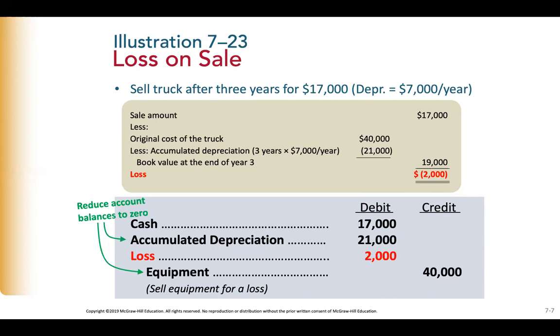A loss occurs when we sell an asset for less than its book value. In this case, the cash received is less than the book value of the asset sold. Losses, like expenses, have a debit balance and are reported as a decrease to net income. So we sold the vehicle for $17,000. However, we had a book value of $19,000. So we have a loss of $2,000.